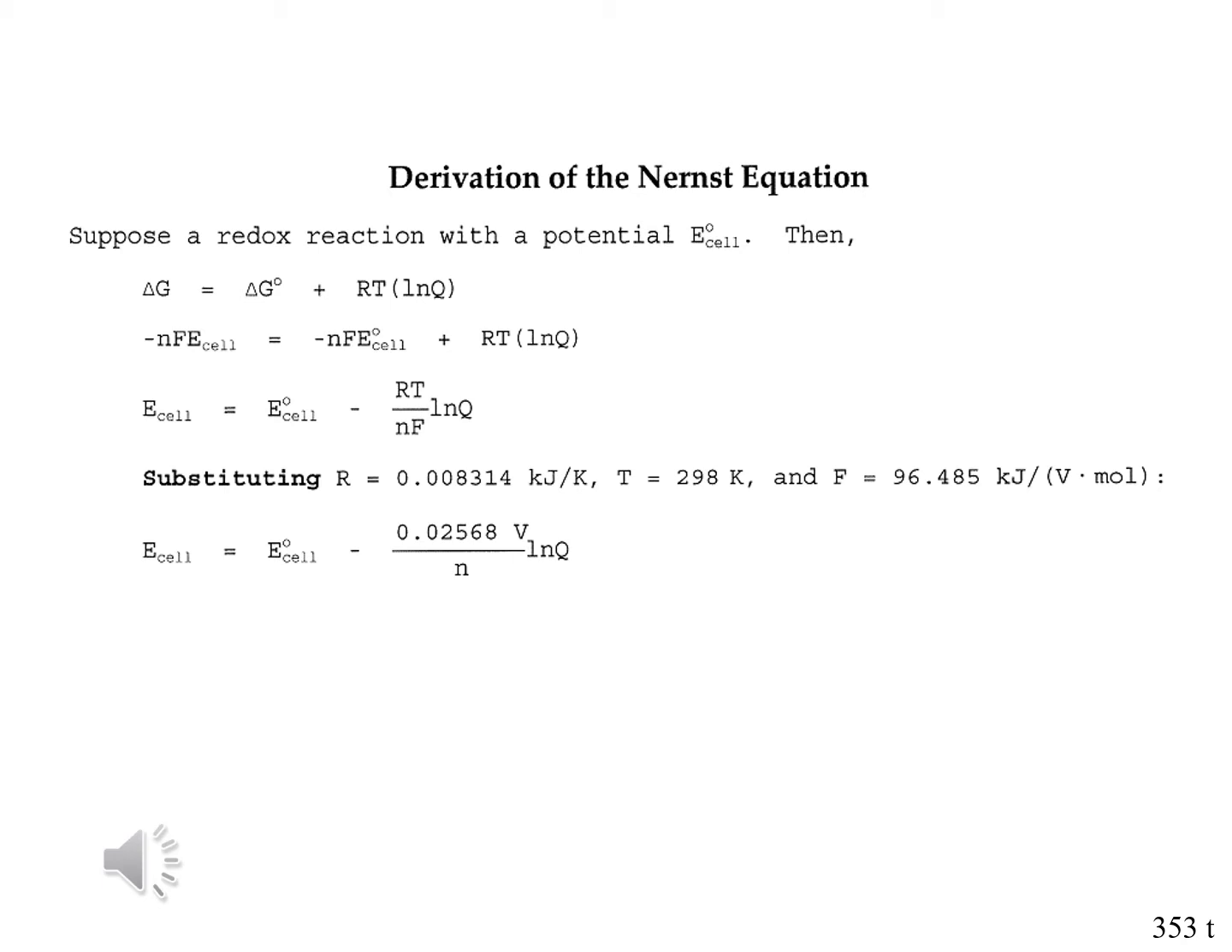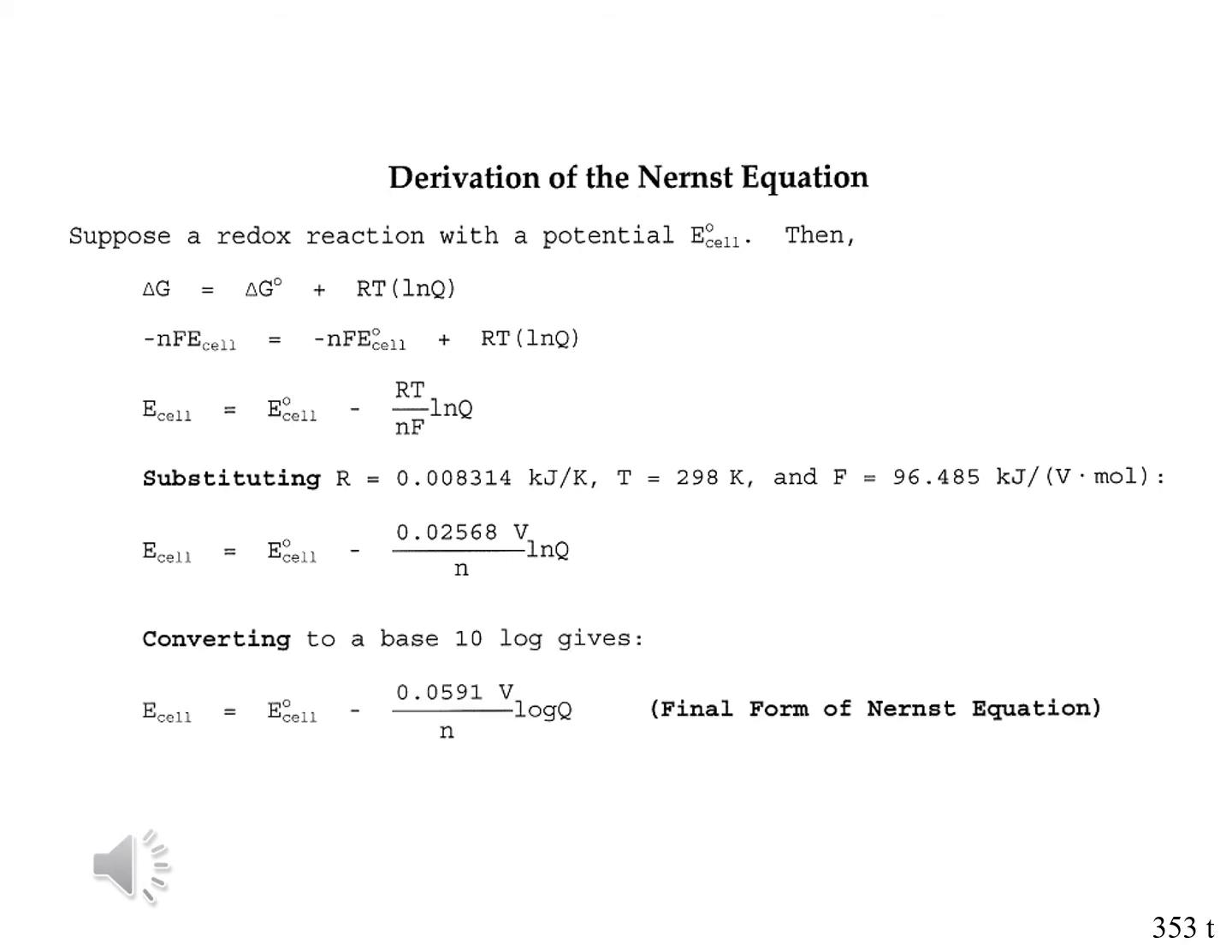Now, for some reason, they don't usually leave this equation in natural log. They convert it to base 10 log, and the only thing is that it differs by that factor 2.03 whatever. If you convert the log to a base 10 log, this equation at the bottom of the page here is the final form of the Nernst equation, and on exams I of course give this equation also, so nobody has to remember that number 0.0591. The V stands for volts, that's all it is.